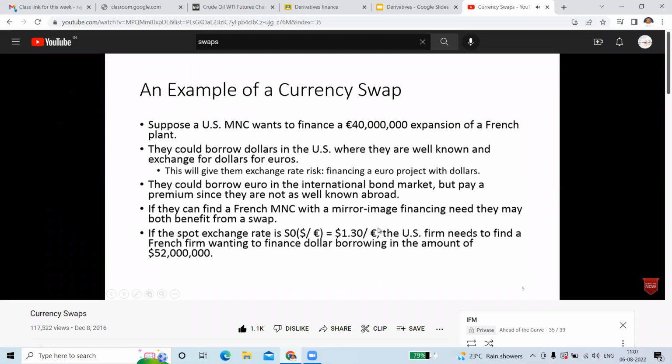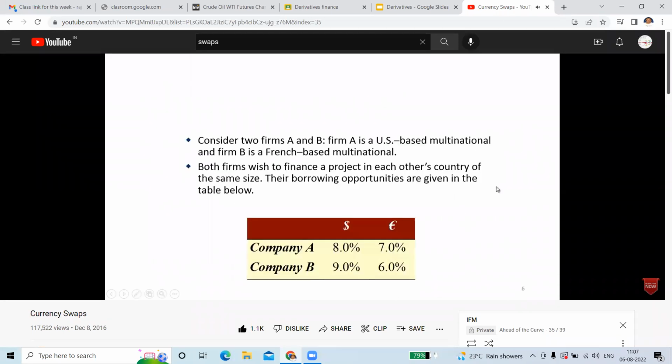So here we're trying to find two firms where they match up. The U.S. company wants to borrow 40 million euros. The French firm wants to borrow $52 million. All right, if they're fortunate enough to find each other, let's consider we have these two firms, A and B. A is the U.S. company, and B is the French-based multinational.